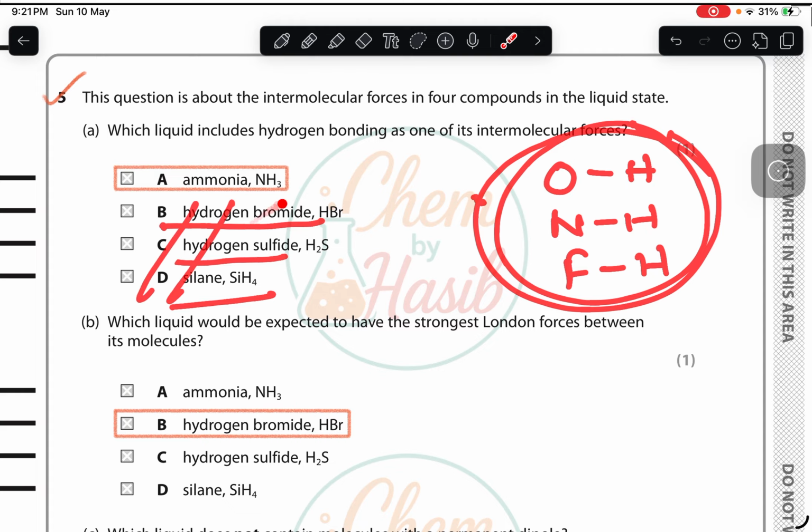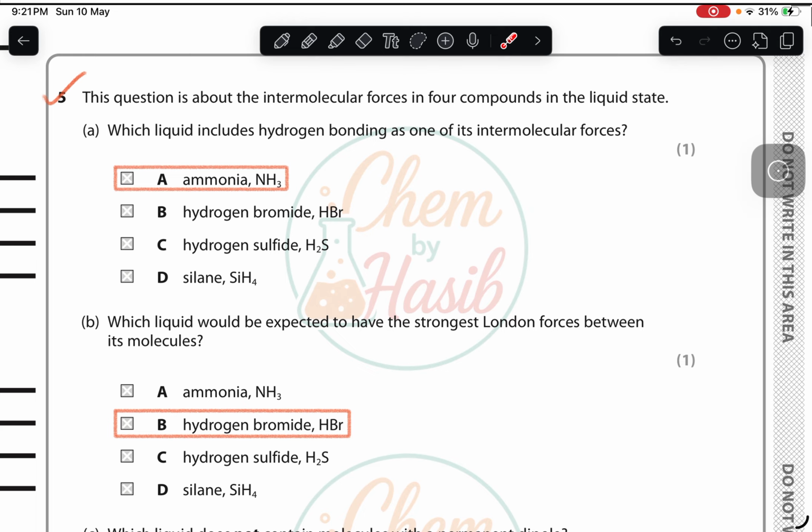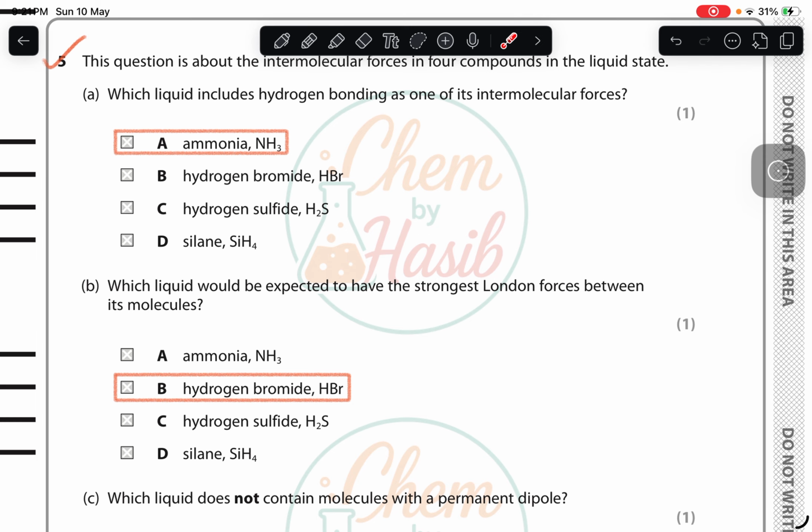Answer should be ammonia. Which liquid would be expected to have the strongest London forces between its molecules? Strongest London forces depends on the number of electrons. Ammonia has how many electrons? Nitrogen has 7 electrons, hydrogen has 3 electrons, so that would be 10. Hydrogen sulfide: hydrogen has 2 electrons, sulfur has 16 electrons, that would be 18. SiH4: silicon has 14 electrons, hydrogen has 4 electrons, that would be 18 as well.